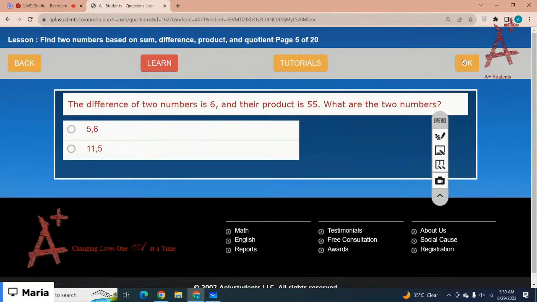The difference of two numbers is 6 and their product is 55. What are the two numbers? So, which is the correct option? 6 times 5 makes 30, right? Their product is not 55. Just look at the second one, 11 times 5. 11 times 5 is 55, and when you calculate the difference, 11 minus 5 makes 6. That means the second option is the correct option.